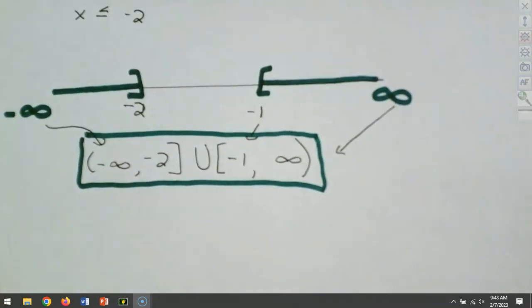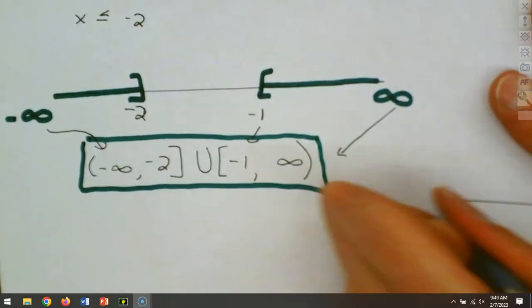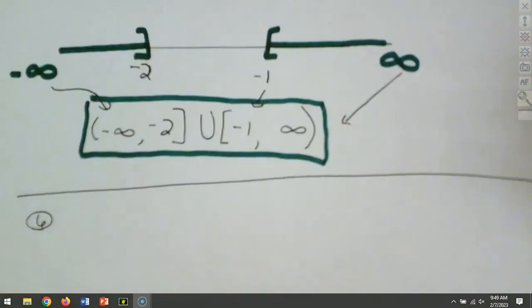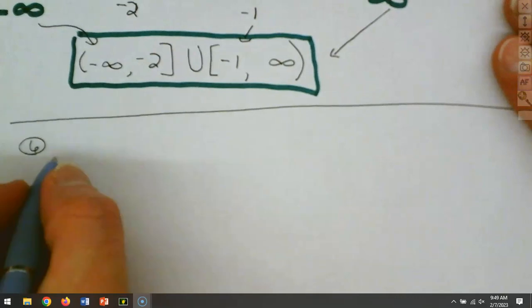Do we have any more that we need to look at? Any others out of 1 to 6 to look at? Sure, yep, we can do 6 as well. Now, 6, we're going to be flipping the inequality symbols because we're going to be dividing by a negative number on one of these.